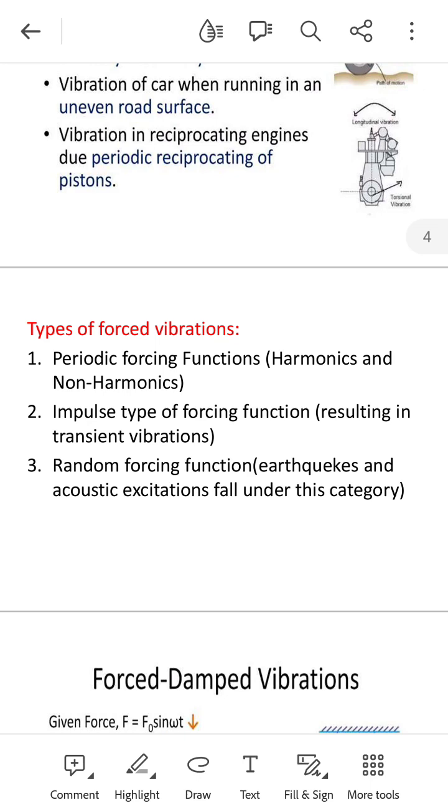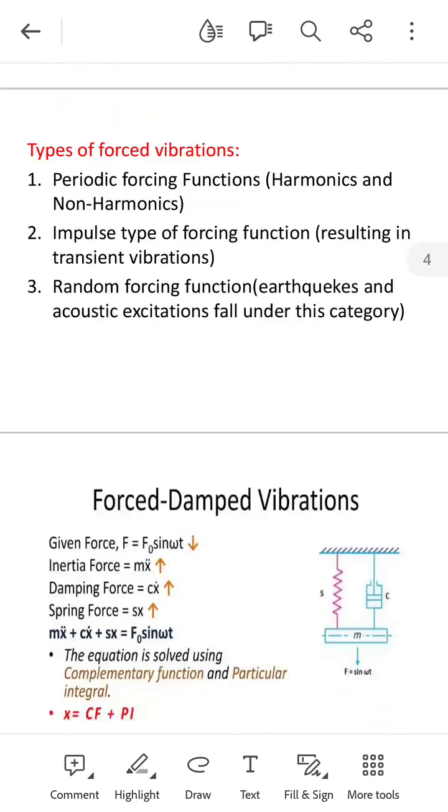Then, types of forced vibrations. Periodic forcing functions, that is, harmonics and non-harmonics. Impulse type forcing functions resulting in transient vibrations. Third, random forcing functions, that is, earthquakes and acoustic excitations fall under this category.